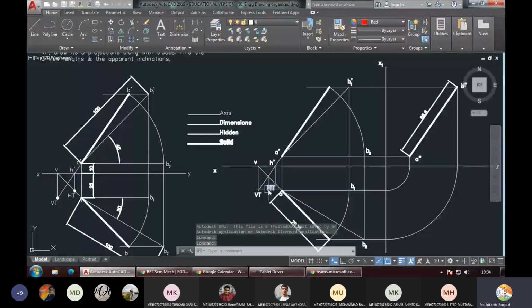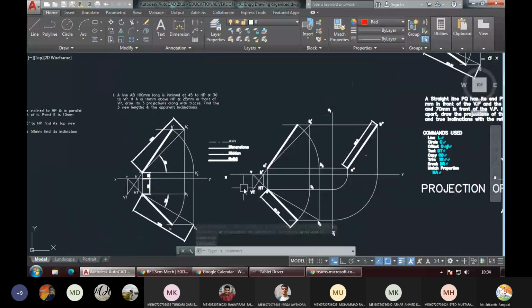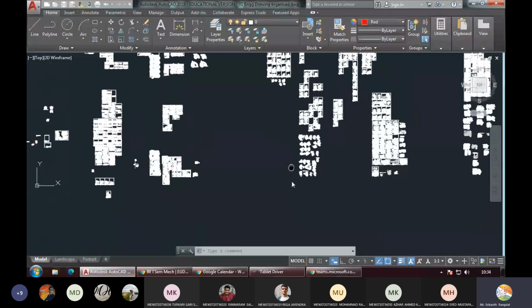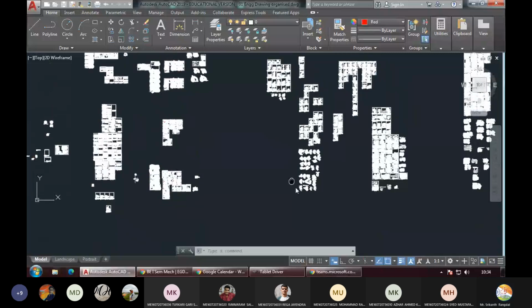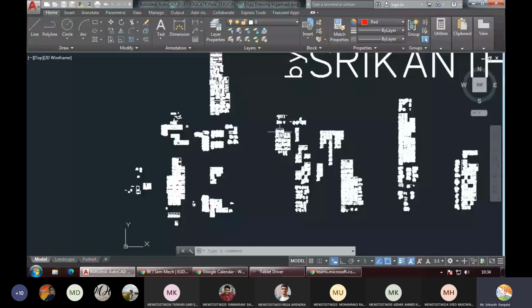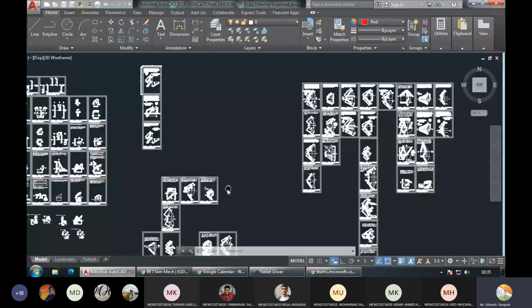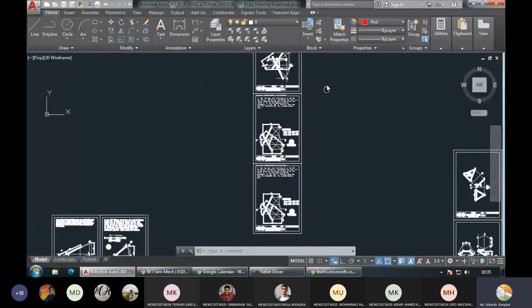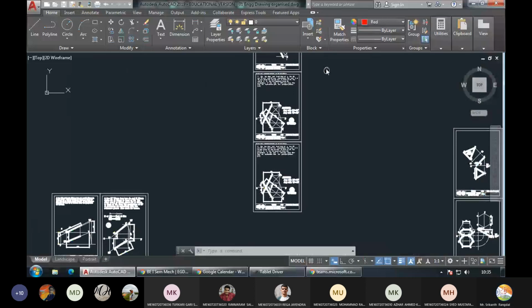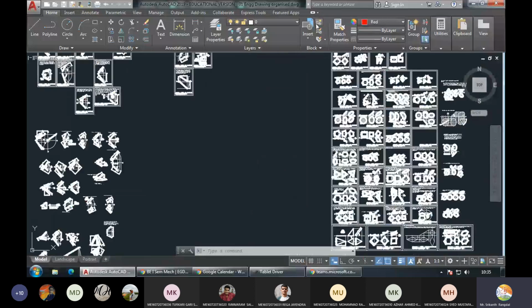Okay, recording started. Very good. We can see that there are many problems on projection of lines. All these problems are on projection of lines itself. You can ask the question in various different ways, but if you have an understanding of the master diagram, then you can solve all of these problems without any trouble.